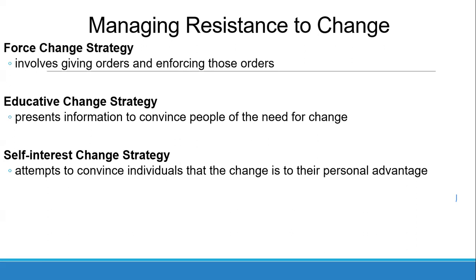So when we say we are using a force change strategy as a way to manage resistance to change, what that means is that management is going to give orders and enforce those orders to ensure that the change that they intend to achieve is implemented. So they are not going to offer any room for any dissent. So that means they are not going to entertain any counter suggestions that are going to be introduced. And when is it more viable to use the force change strategy?